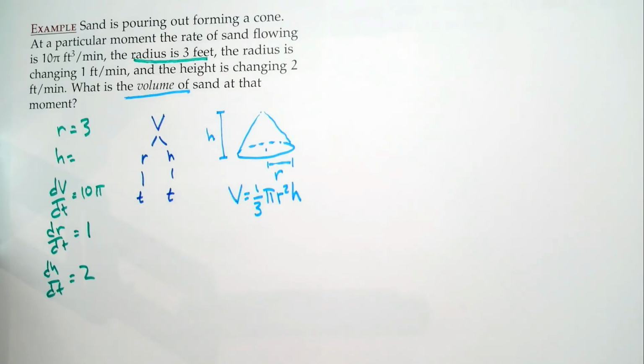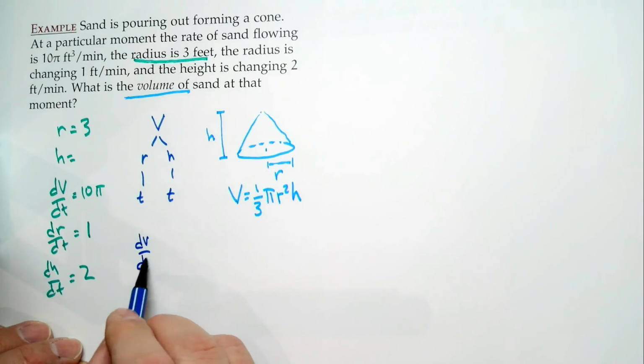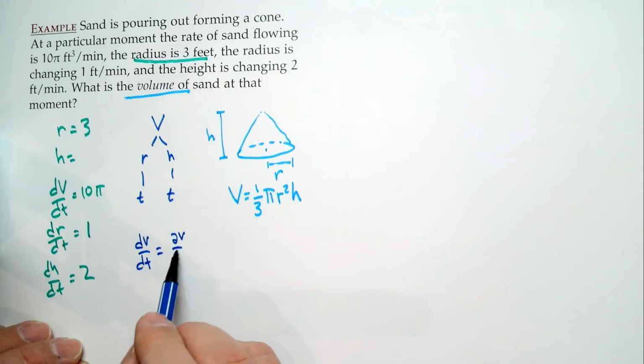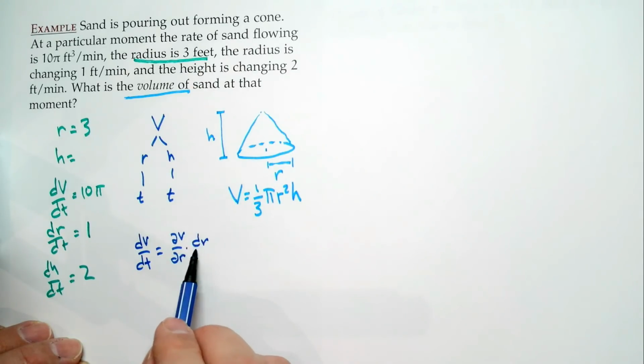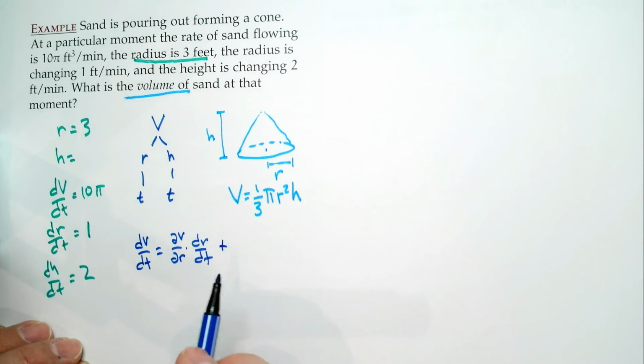Write V as a function of t. Well, how could I write V as a function of t? Because I don't know what r and h are as functions of t. But even if I don't know that, what can I do? I can take the derivatives with respect to t. So I can say that dV/dt is partial V partial r times what? dr/dt.